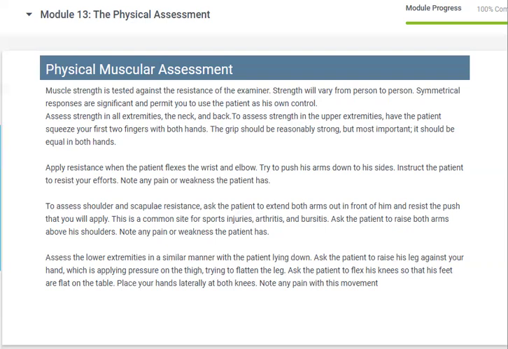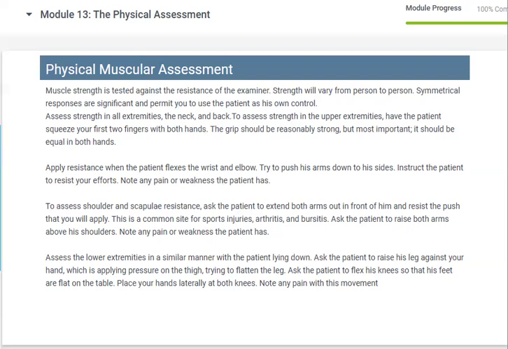Assess the lower extremities in a similar manner with the patient lying down. Ask the patient to raise his leg against your hand, which is applying pressure on the thigh, trying to flatten the leg. Ask the patient to flex his knees so that his feet are flat on the table. Place your hands laterally at both knees. Note any pain with this movement.